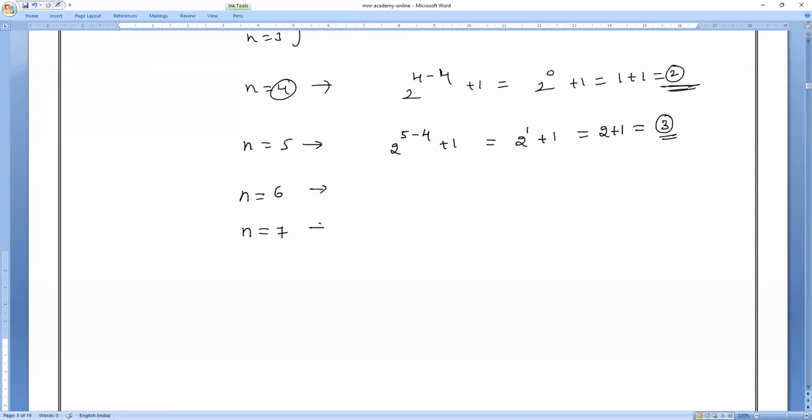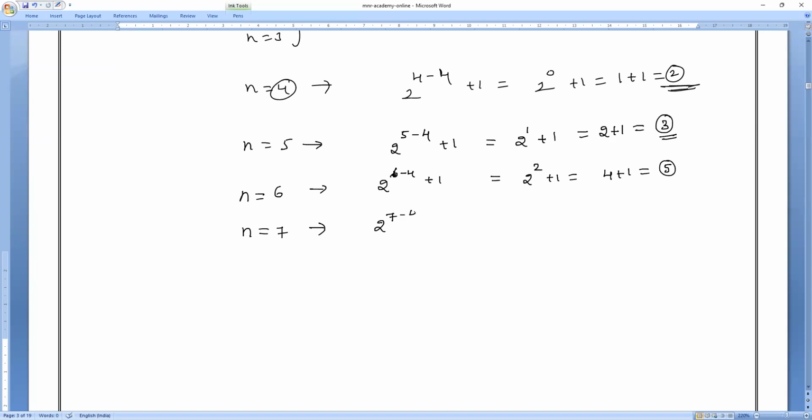I said this general formula is not an official formula. It is just made for our convenience. But remember, up to n equals 7, all the isomers are compulsory to learn. No excuse at all. So for n equals 6, 2 power (6 minus 4) is 2 power 2 plus 1. 2 power 2 is 4, and 4 plus 1 equals 5.